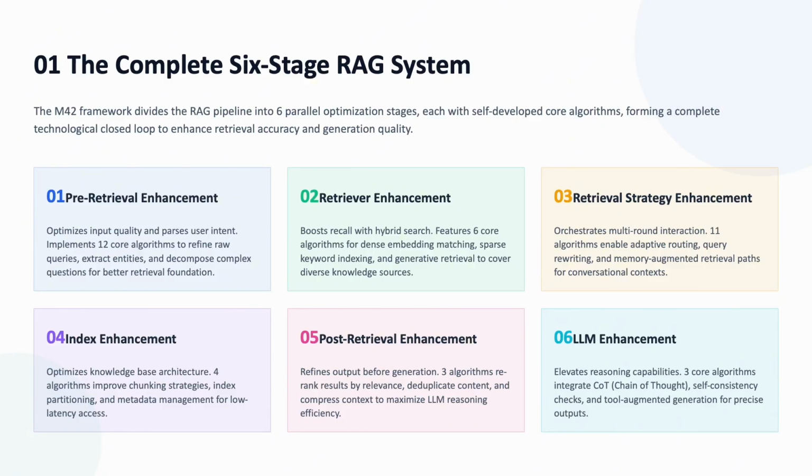Sixth, LLM enhancement. The final stage upgrades model reasoning capability. 3 core algorithms integrate chain of thought prompting, self-consistency verification, and tool-augmented generation to deliver precise, grounded answers. Among all 6 stages, pre-retrieval enhancement acts as the source of quality control for the entire pipeline, which is why we prioritize it as our core research focus today.